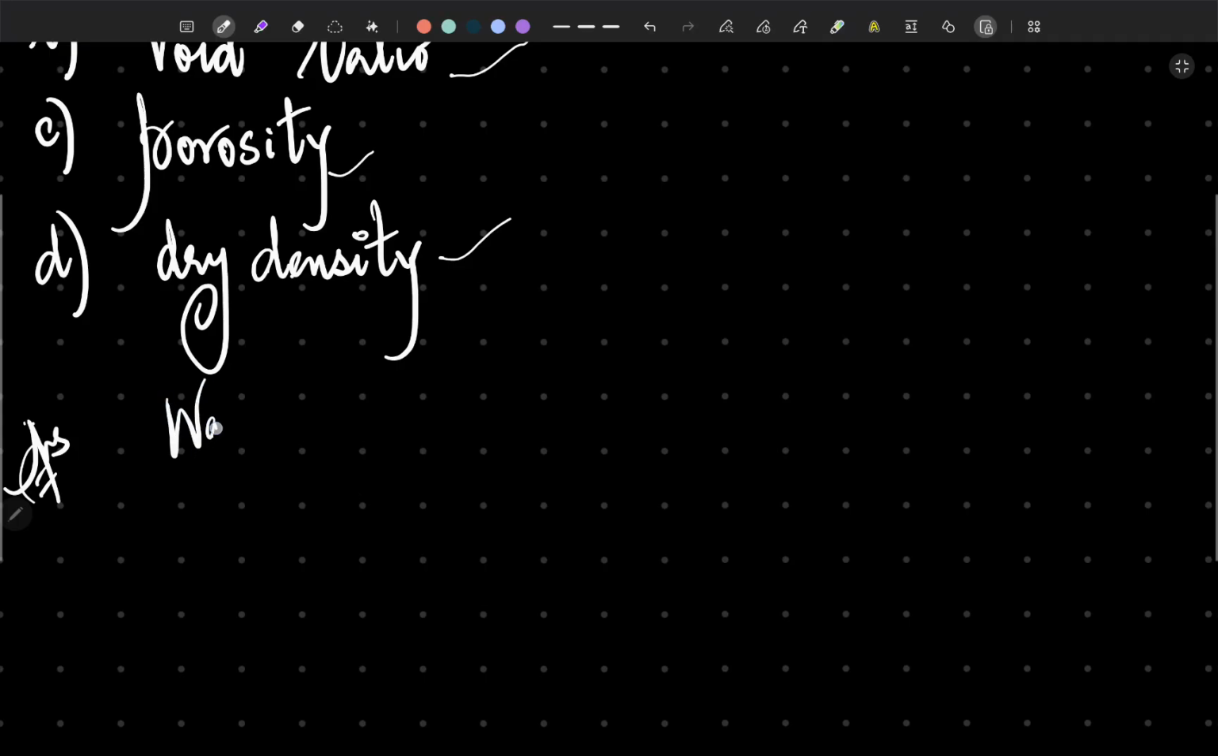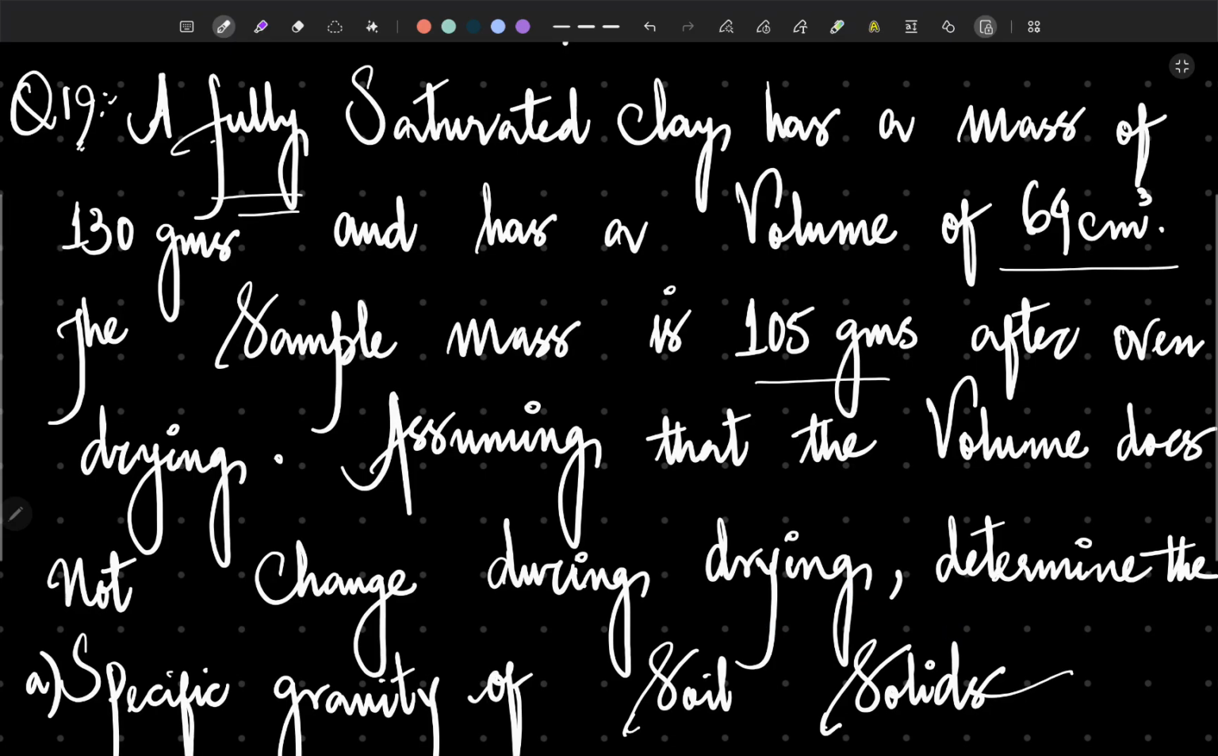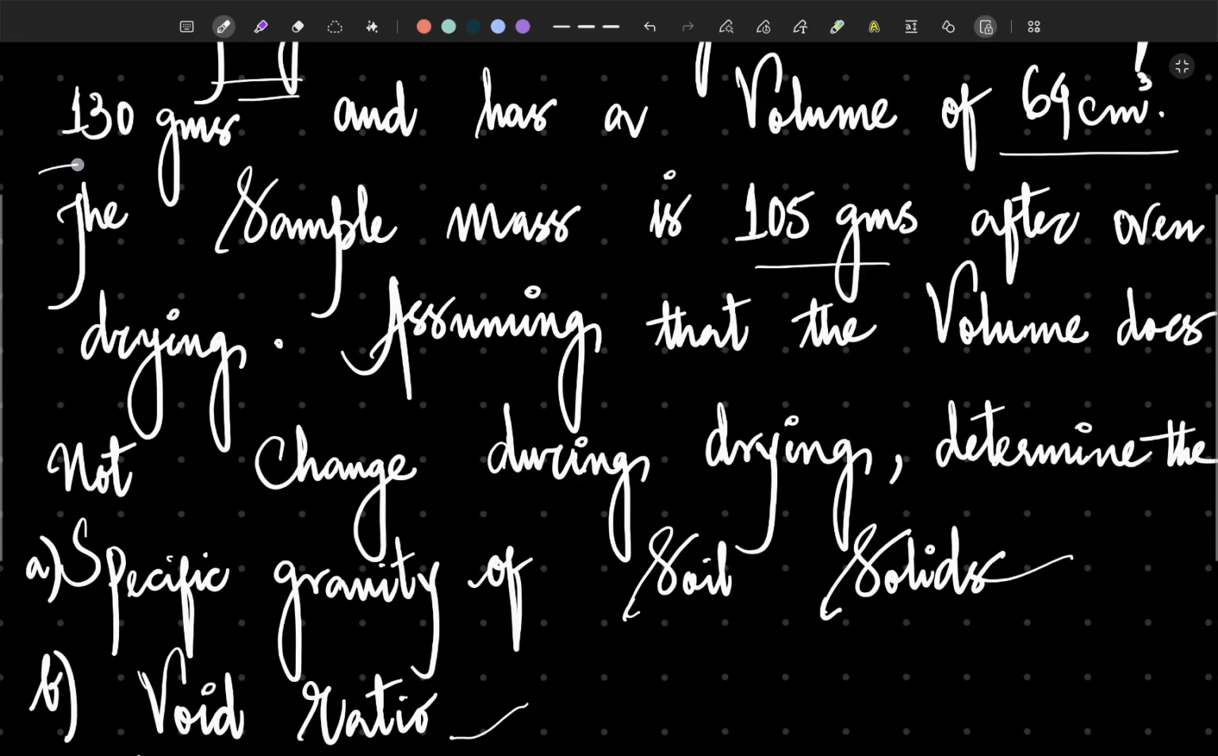First, we'll find the water content. Since the sample was oven dried, let's find the water content first. Let's read the question once again. A fully saturated clay has a mass of 130 grams and a volume of this much. The sample mass is this much after oven drying. So the water content is, this was mass before when it was in moist state. This is the mass after oven drying.